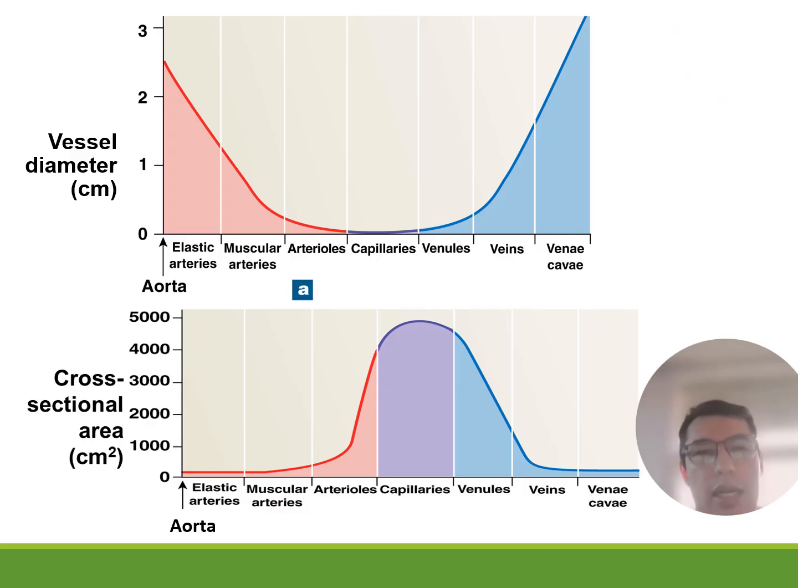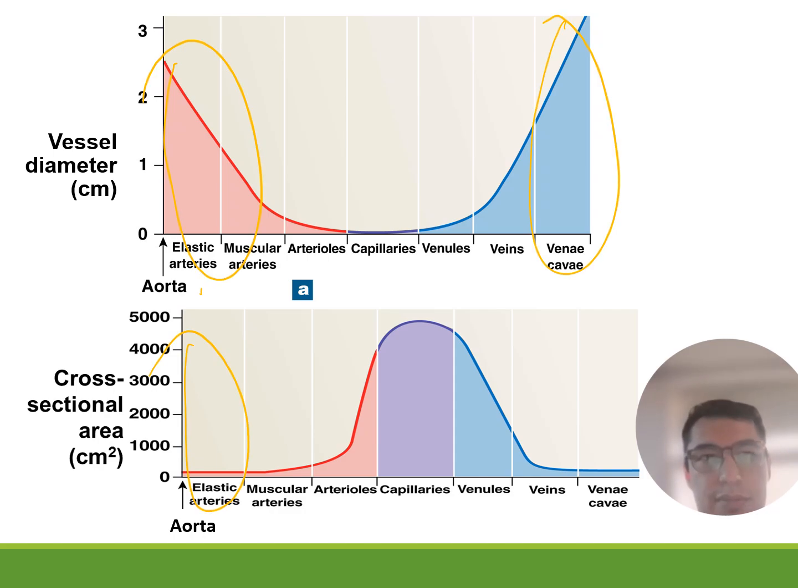This is another picture to show vessel diameter. The diameter of the elastic arteries is huge, but there are not as many of them. We have the vessel diameter of the veins, and we don't have that many of them. We have more of that cross-sectional area of arteries.